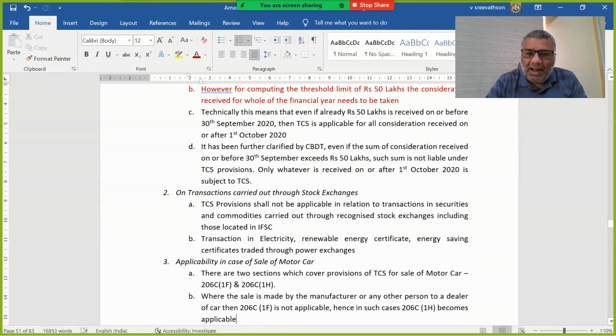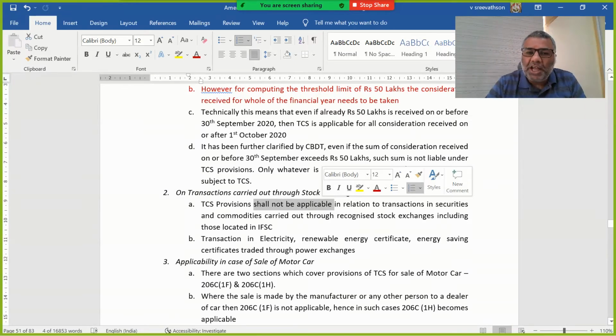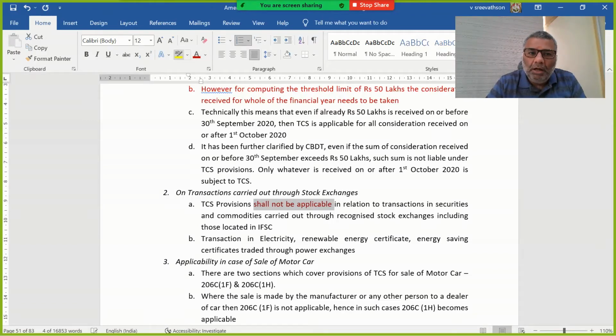On transactions carried out through a stock exchange, TCS shall not be applicable. Okay, please understand, shall not be applicable. In relation to transactions of securities and commodities carried out through a recognized stock exchange, and transactions in electricity, renewable energy certificates, energy saving certificates, these are also not covered.